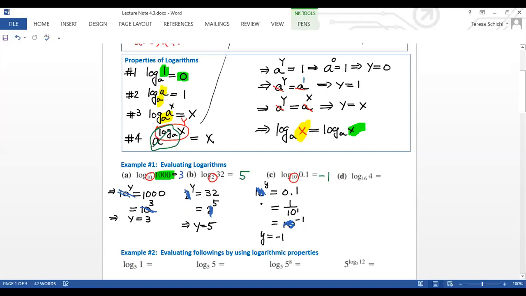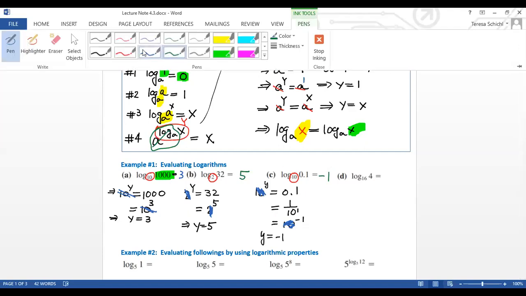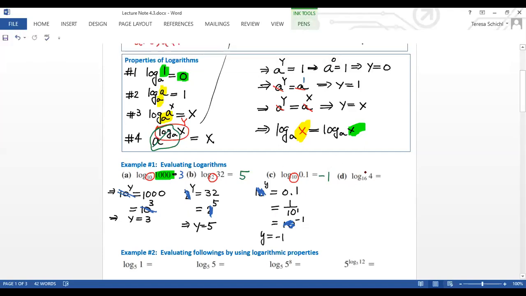Okay, it's fun, right? Now let's take a look at our last practice. This one here, this is 16, right? So this is my base 16. The same thing, I let this be equal to y. So 16 to the y is equal to 4, right? So 4 is the first power. Now I need to change it to the same base. So I see the 16. Oh, 16 is good. It's 4 to the what?